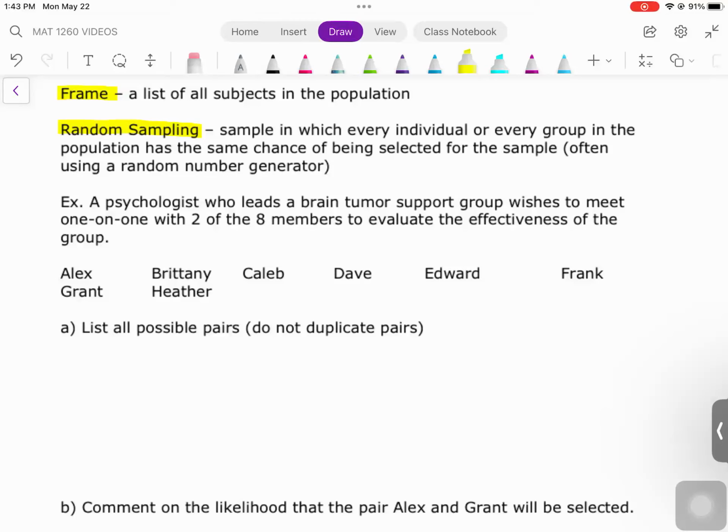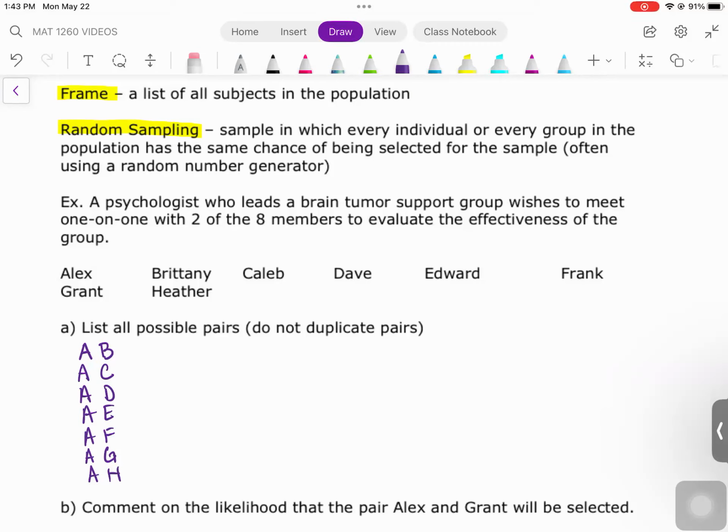Now, I'm not going to write these names out, but if you do notice, the names start with the letters A, B, C, D, E, F, G, H. So it's going to make it a little bit easier for us to list them. Now, we're going to be very systematic with this. So we're going to start with Alex, and we're going to pair Alex with everyone else. So Alex and Brittany, Alex and Caleb, Alex Dave, Alex Edward, Alex Frank, Alex Grant, and Alex and Heather.